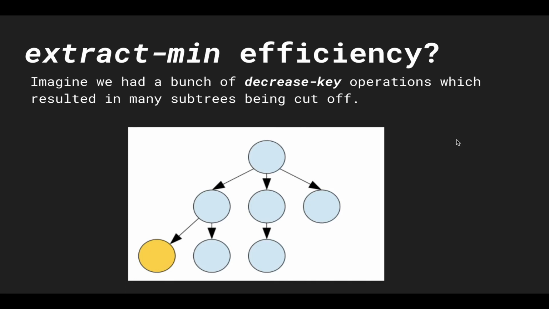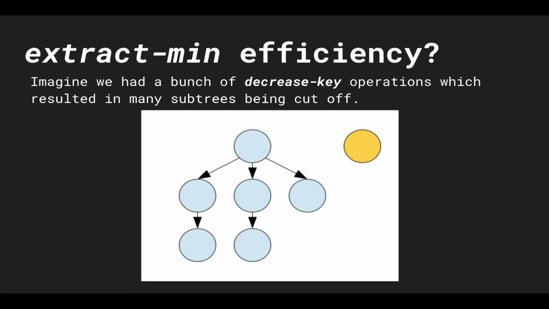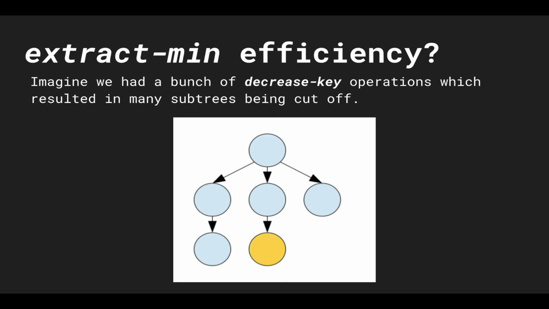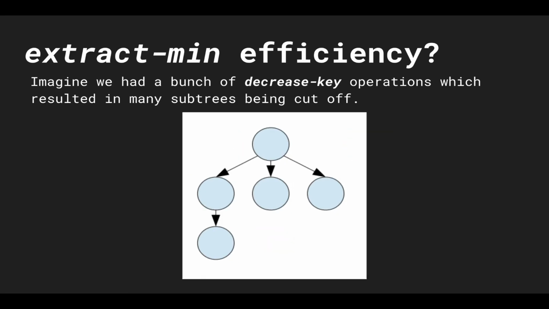Let's perform decrease key again. Let's say we wanted to decrease that key. And as a result, we're going to have to cut that child off too. So we cut it, and it goes to the main root list. Now let's say we also have to decrease this key, and as a result, the key is smaller than its parent, so we have to cut it off, and it goes to the main root list.